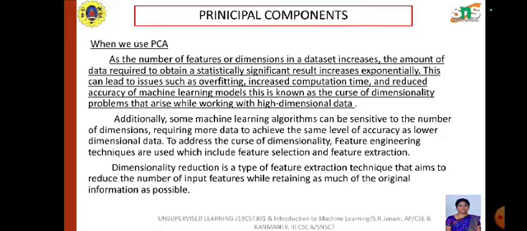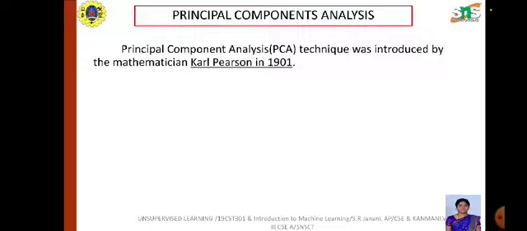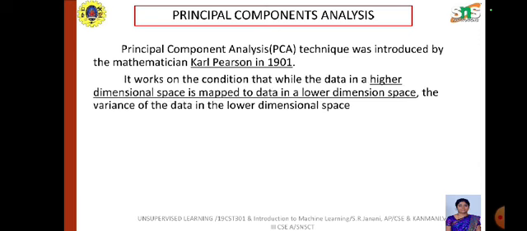PCA is a dimensionality reduction and feature extraction technique that aims to reduce the number of input features while retaining as much of the original information as possible. The principal component analysis technique was introduced by the mathematician Karl Pearson in 1901. It works on the condition that when data in a higher dimensional space is mapped to a lower dimensional space, the variance of the data in the lower dimensional space is maximized. So it will map the higher dimensional space to the lower dimensional space, reducing the features of the original data set.